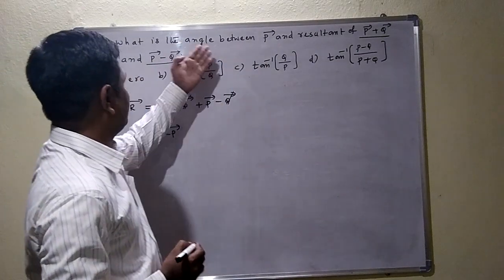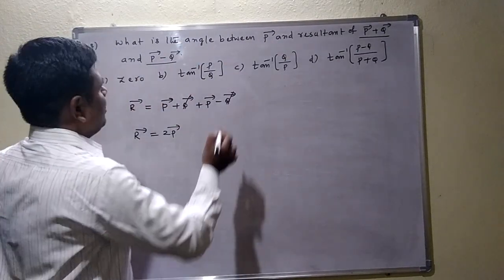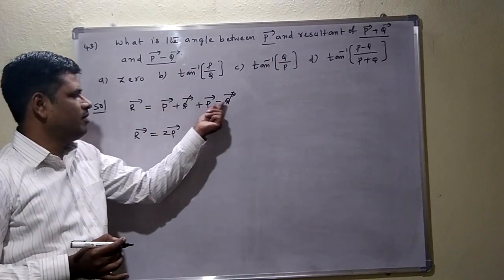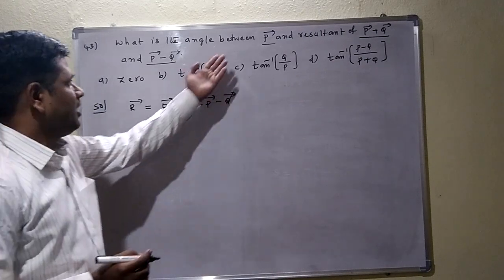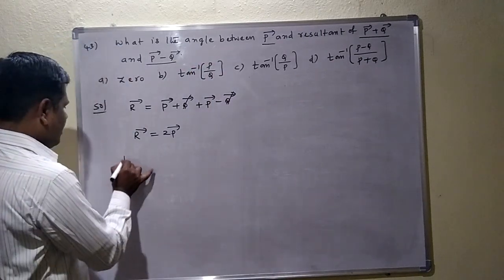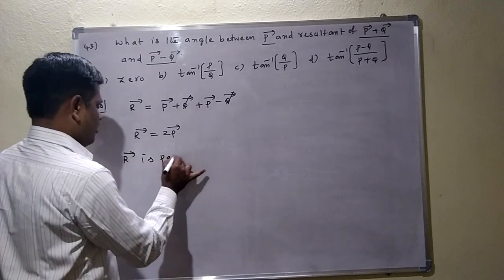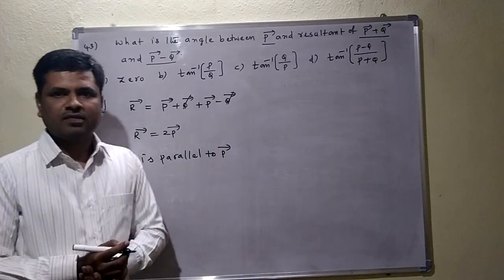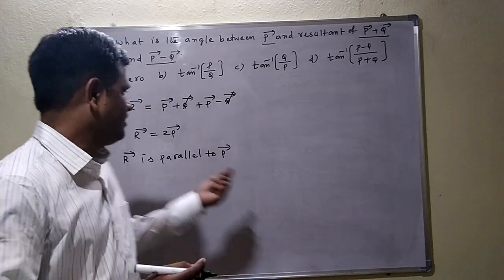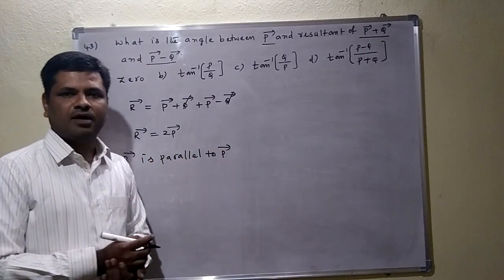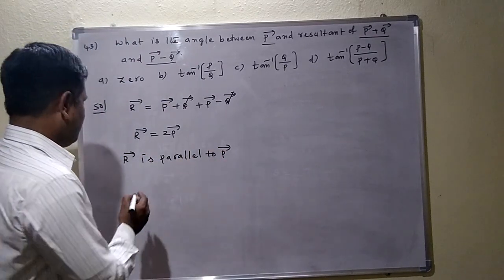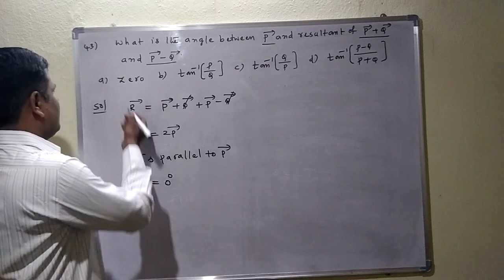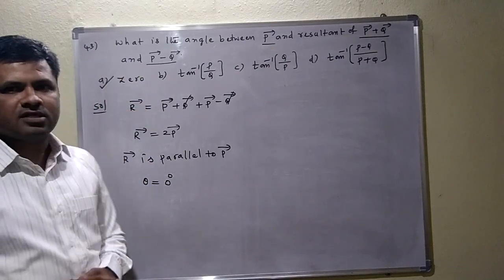And what is the question asking here? The angle between P bar and the resultant of P bar plus Q bar and P bar minus Q bar. The resultant is 2P bar, and P bar is already given. Here this R bar is parallel to P bar, because 2P bar is always parallel to P bar. Both have P bar, but 2P bar is a larger value in comparison to P bar. Both are parallel to each other, which means the angle theta is how many degrees here? 0 degrees. Which option is correct here? A option is correct here.